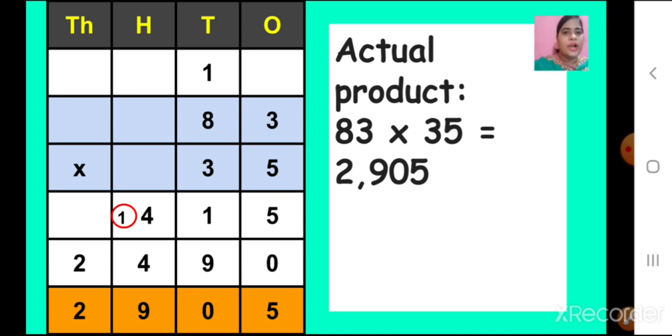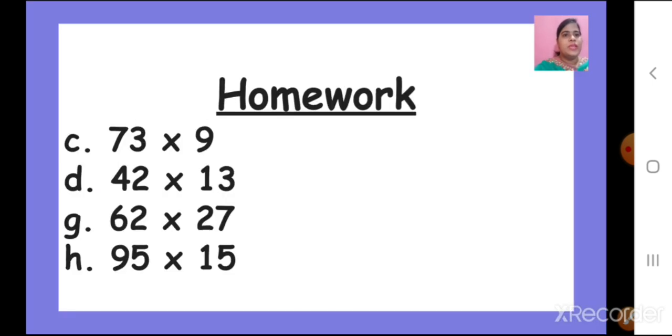All these sums you have to do in your notebook. Now after this sum, let us move towards our homework part. Your homework for today is C, D, G and H, all from question number 1. You have to do it in your homework notebook.